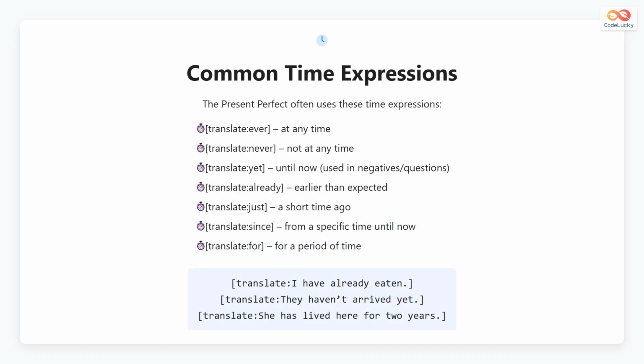The present perfect tense is often used with specific time expressions. Words like ever and never talk about experience. Yet and already refer to actions that may or may not have happened by now. Just indicates something that happened a short time ago. Since is used for a starting point, while for shows how long something has continued. For example, I have already eaten, they have not arrived yet, and she has lived here for 2 years. Learning these expressions helps you use the present perfect more accurately.